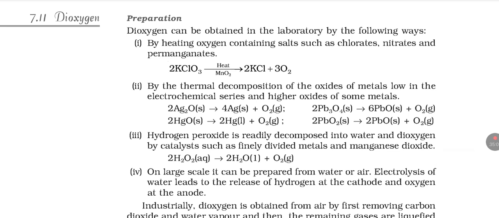Dioxygen preparation. Dioxygen can be obtained in the laboratory by heating oxygen-containing salts such as chlorates, nitrates, and permanganates, by thermal decomposition of oxides of metals low in the electrochemical series and higher oxides of some metals. Hydrogen peroxide is readily decomposed into water and dioxygen by catalysts such as finely divided metals and manganese dioxide.